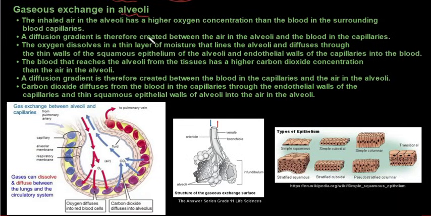The inhaled air in the alveoli has a higher oxygen concentration than the blood in the surrounding blood capillaries. Now, a diffusion gradient is therefore created between the air in the alveoli and the blood in the capillaries. So the oxygen dissolves in a thin layer of moisture that lines the alveoli and diffuses through the thin walls of the squamous epithelium of the alveoli and the endothelial walls of the capillaries into the blood.